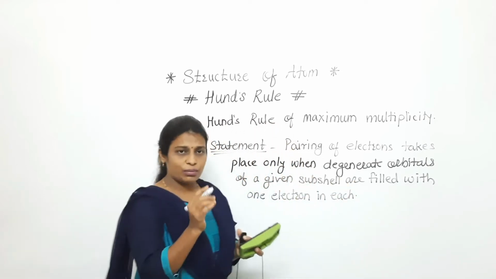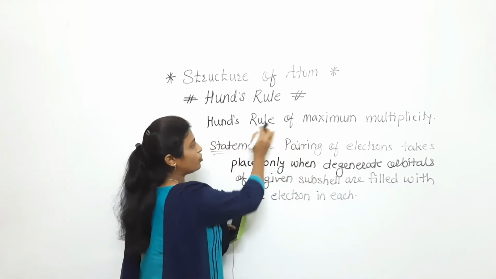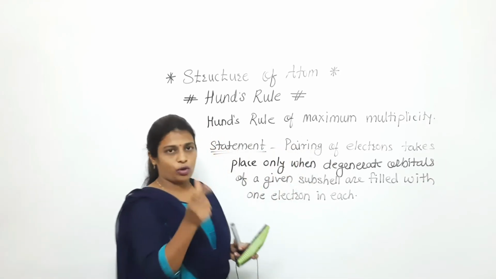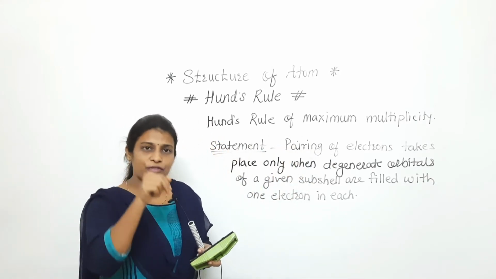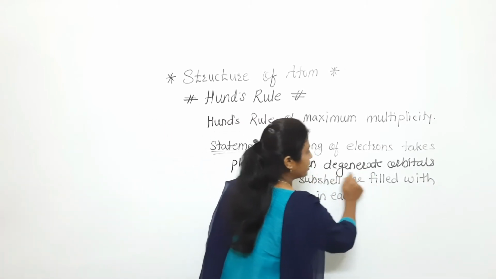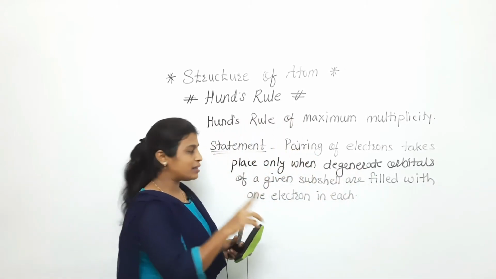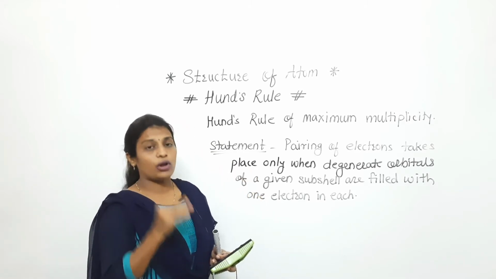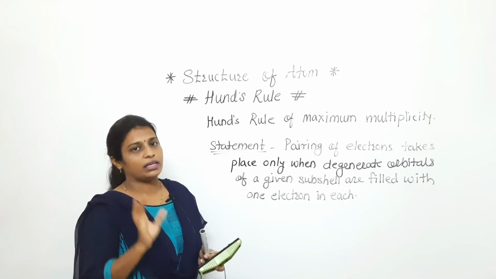Okay, so simply listen carefully. The statement of Hund's rule of maximum multiplicity is that pairing of electrons, meaning two electrons filled in each orbital, if that orbital is degenerate, at that time each orbital should be filled with one electron, and after that only pairing is possible.